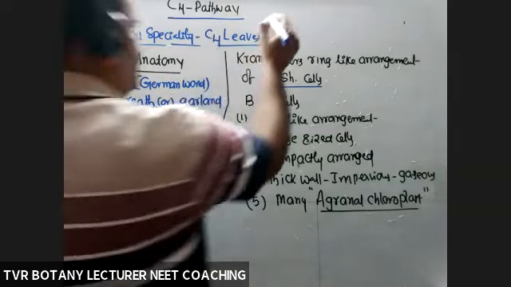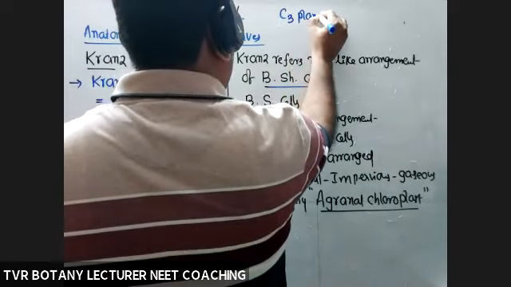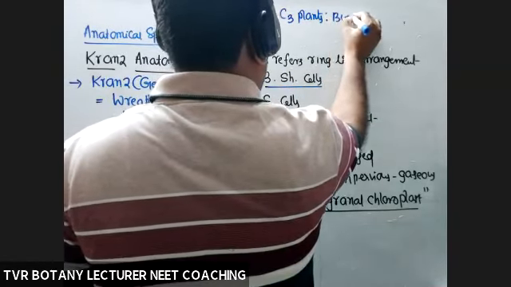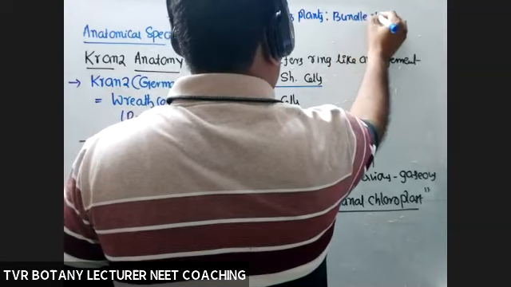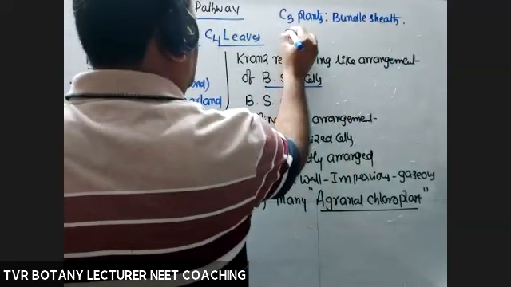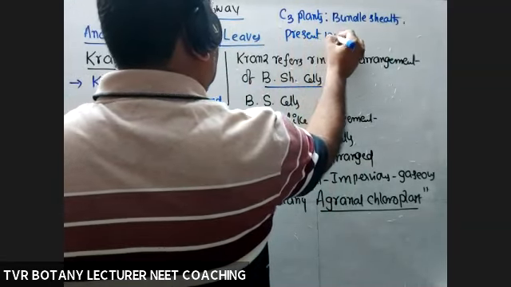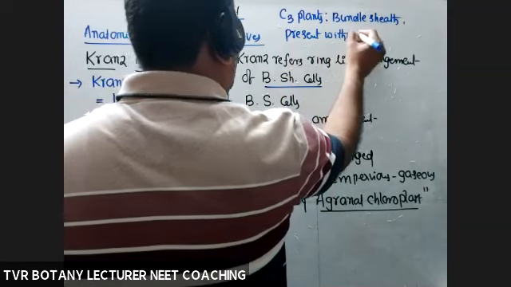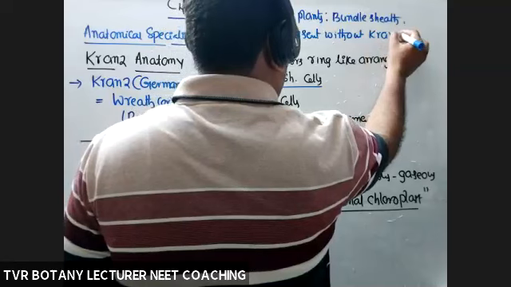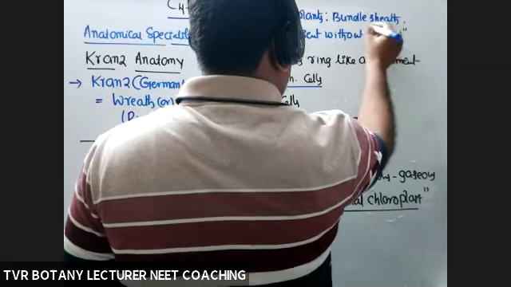In C3 plants, bundle sheath is present. They are also with bundle sheath. Bundle sheath is present; don't take it as absent. It is present, but without a ring-like arrangement, without Kranz anatomy, without a Kranz-like arrangement of cells.